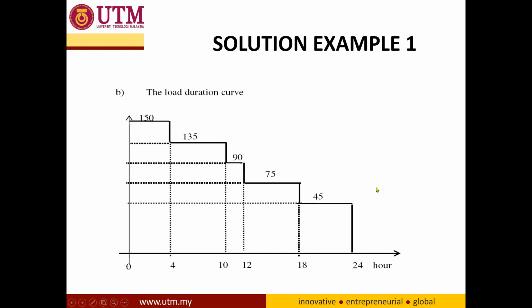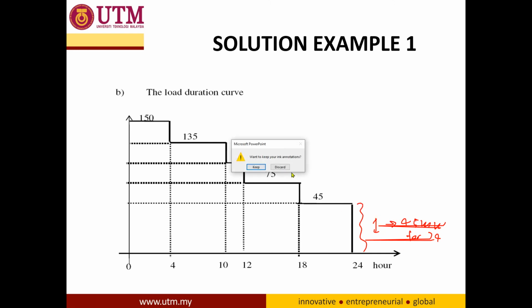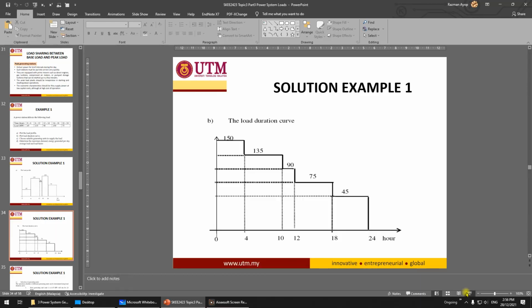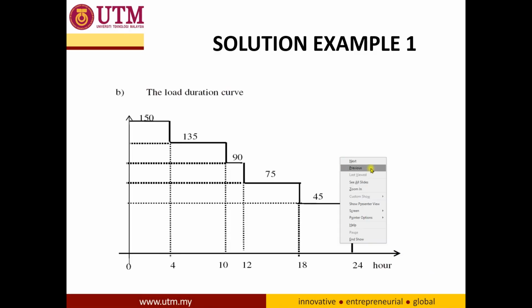Where is the pen? So this is the first unit: 45 megawatt for 24 hours. This one is not responding very well. Let me try again.